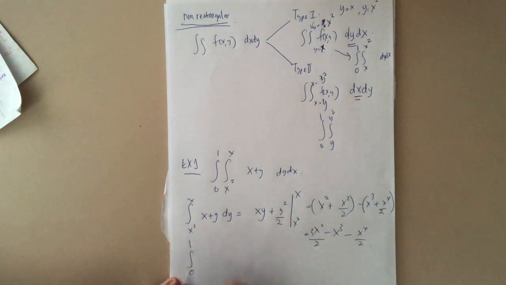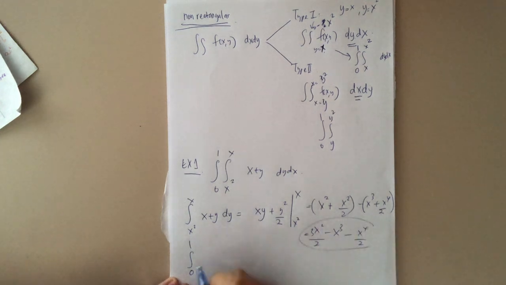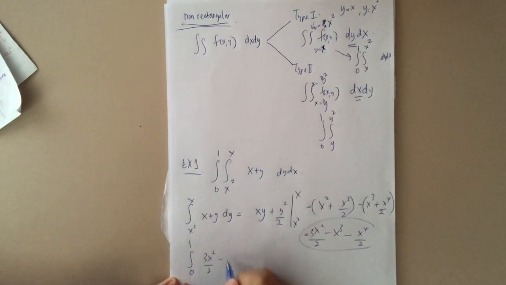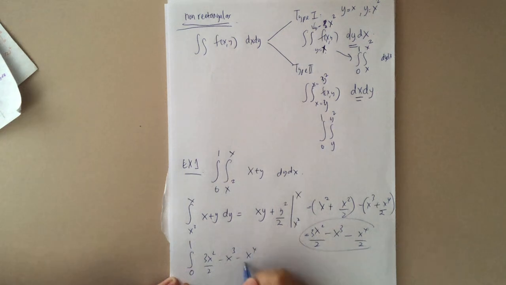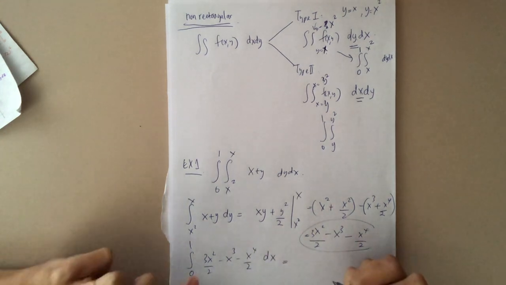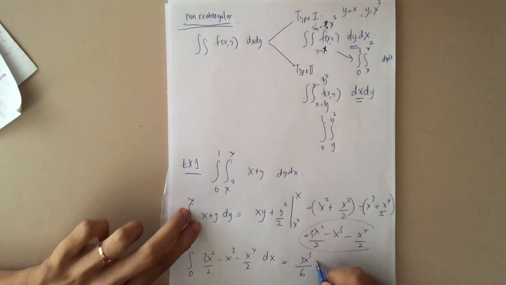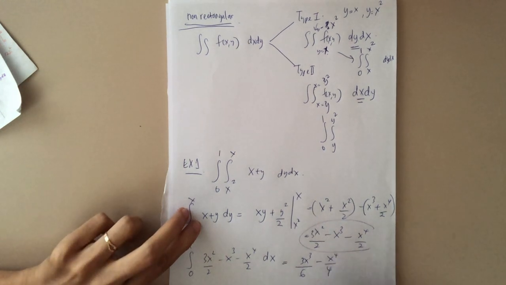The second limit here is 0, 1. So you take this function: 3x squared over 2 minus x cubed minus x^4 over 2 dx. Now you integrate this with respect to x. So we have 3x cubed over 6, we write down first, minus x^4 over 4 minus x^5 over 10.